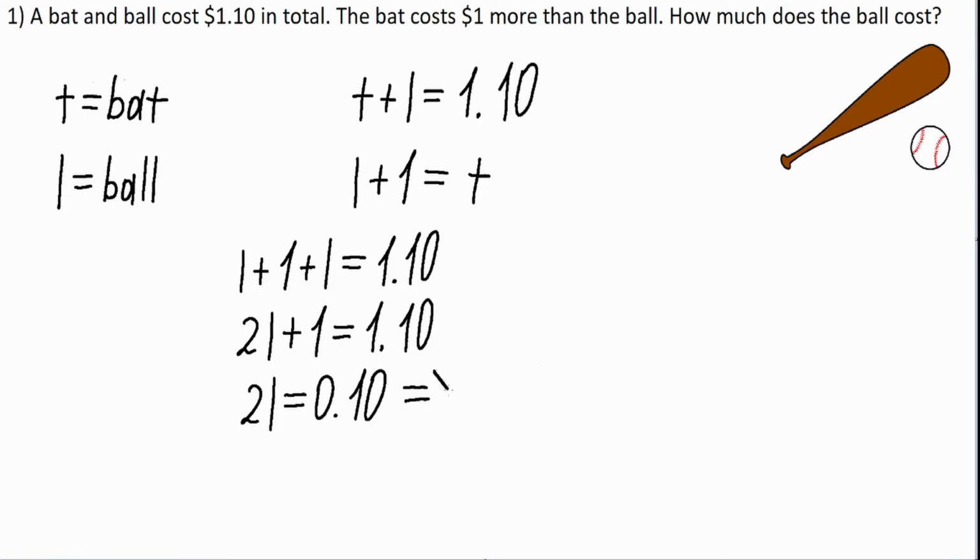Next, to get the cost of the ball, we divide both sides by 2 and we get L equals 0.05, or 5 cents. So the total cost of the ball is 5 cents. Now let's continue to the next question.